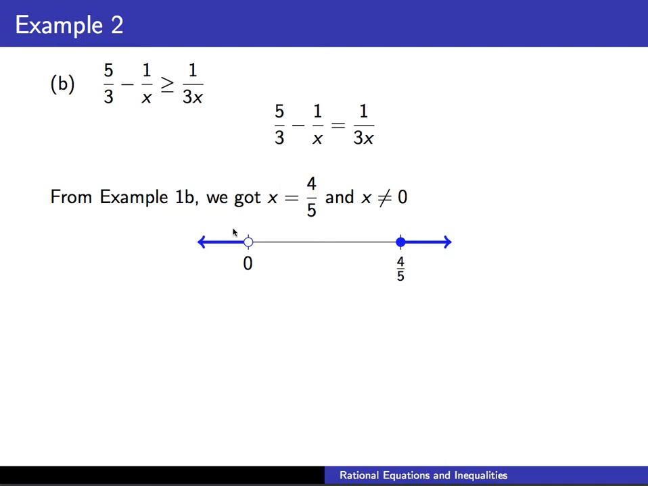And then if we test out a value less than 0, it'll make the original inequality true. If we test out a value between 0 and 4/5, like maybe 1/2, it will not make the original inequality true. And then any number larger than 4/5 will make the original inequality true. So we have x is less than 0 or x is greater than or equal to 4/5.